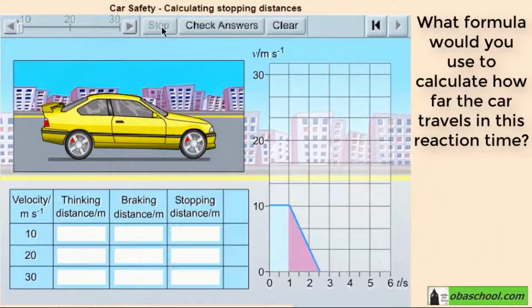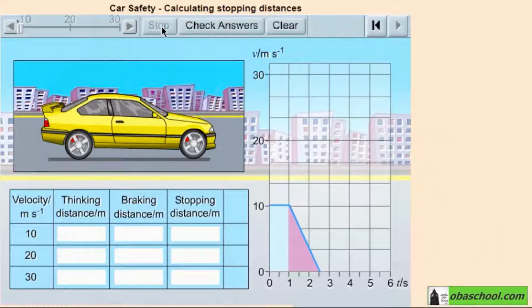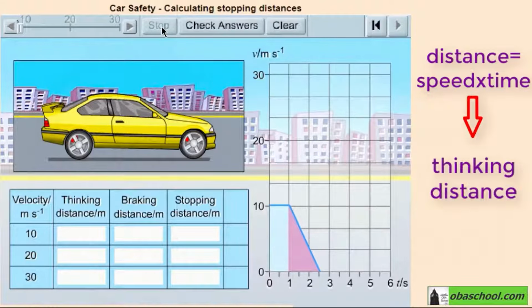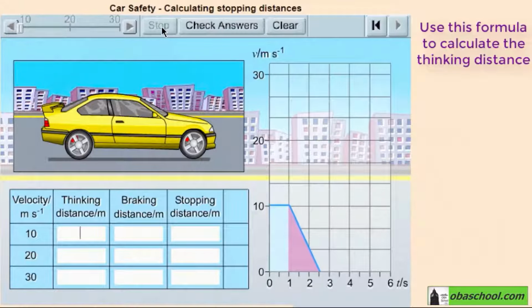What formula would you use to calculate how far the car travels in this reaction time? Yes, the formula stating distance equals the speed multiplied by the time. The distance is also called thinking distance.